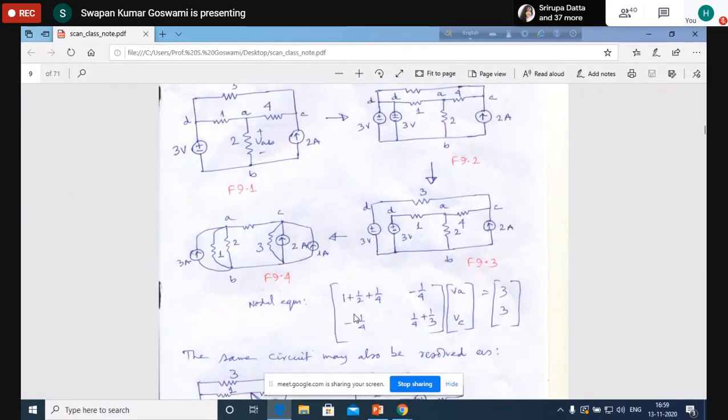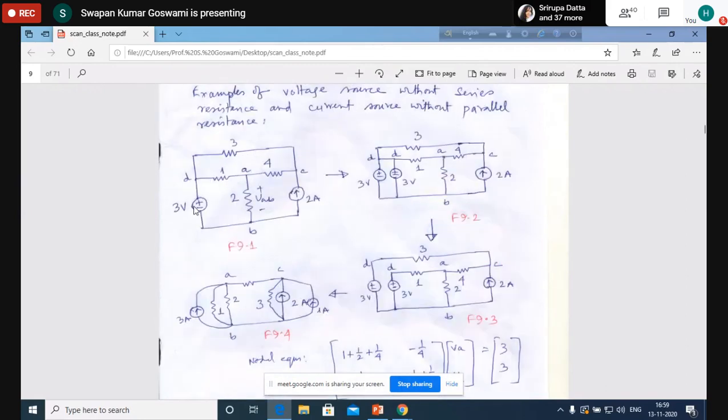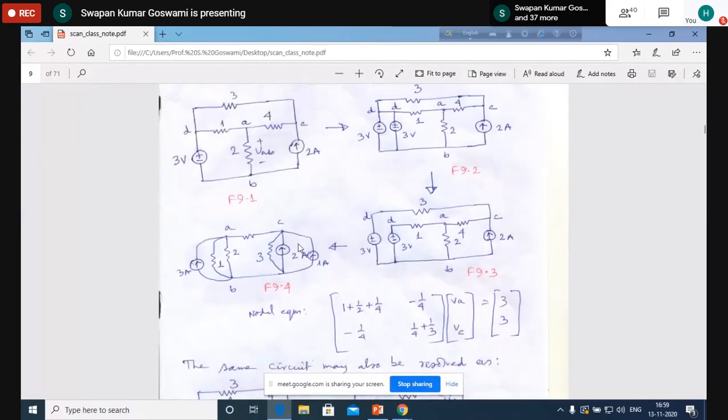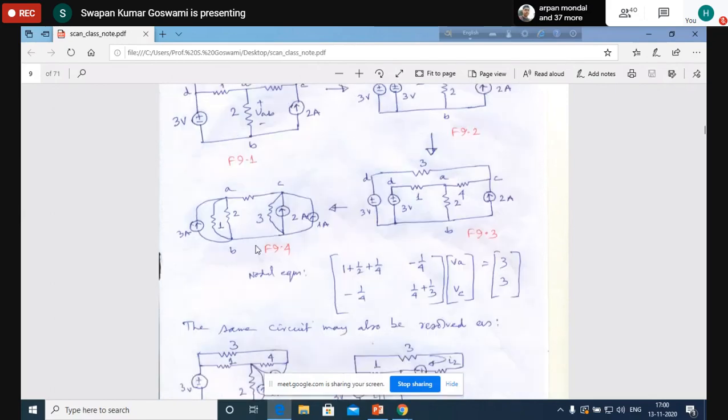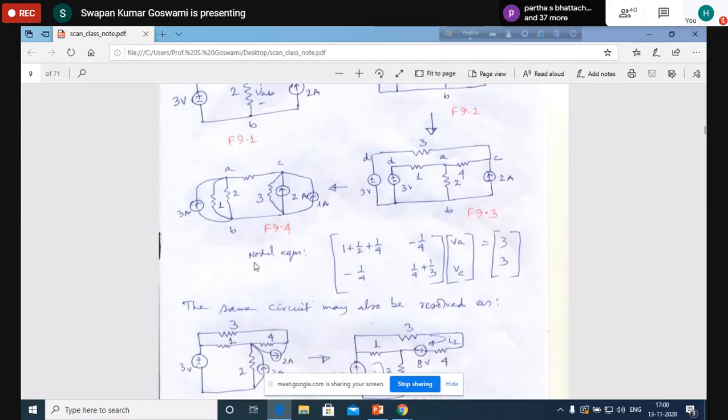Is it clear how we have done this? How the 3-volt source has been converted into current sources? And finally, we have written the nodal equation. Any question here? Any doubt here? Anybody? Any question? Everybody could understand? Yes, sir. Okay, then we've understood this.